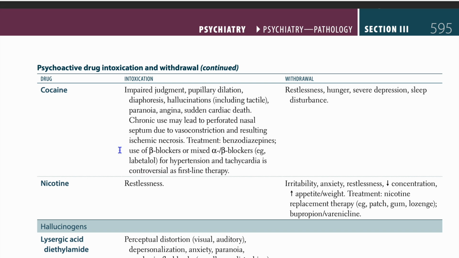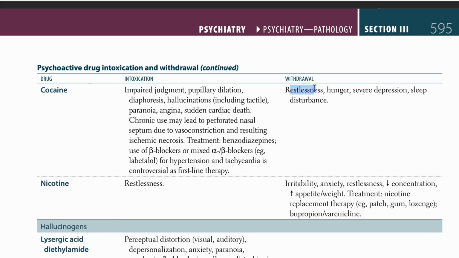Right, so that's what they're saying. Use of beta blockers or mixed alpha beta blockers for hypertension or tachycardia is controversial as first line therapy. So don't give it, because if they're on cocaine, they'll come in with palpitation or tachycardia and stuff, right? So you might think giving them beta blocker, but it's important to know what drug they were on, because if you give this and they're on cocaine, there's going to be unopposed alpha action because of that.